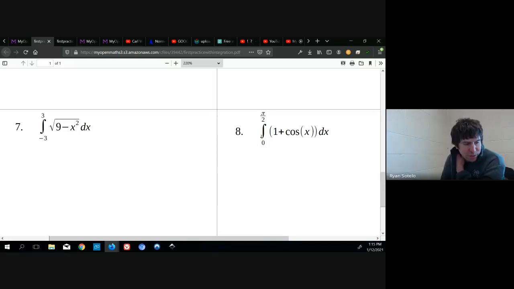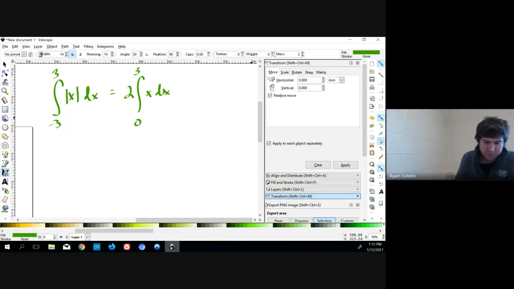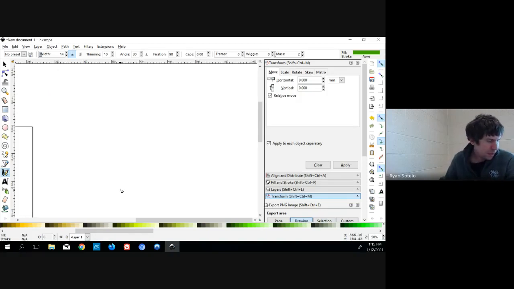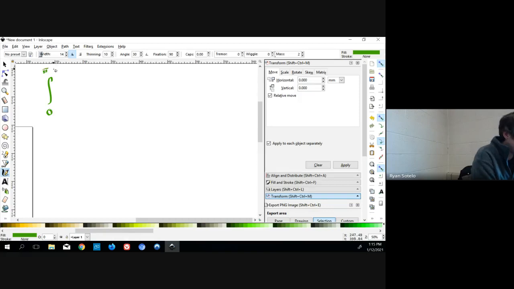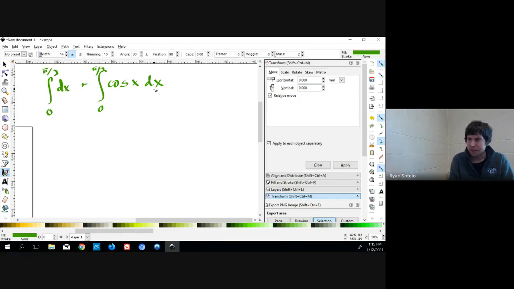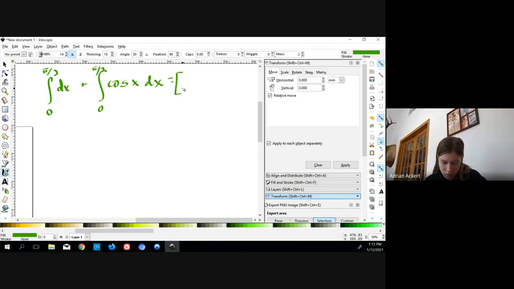Anyway, but we can do this one. We can do 8. So that was the integral from 0 to pi over 2 of 1, so I'll have a separate integral for that, 1, plus the integral from 0 to pi over 2 of cosine of x dx. So my first integral, what does that give me? X. It is x, yeah.